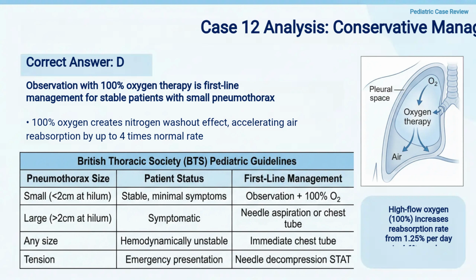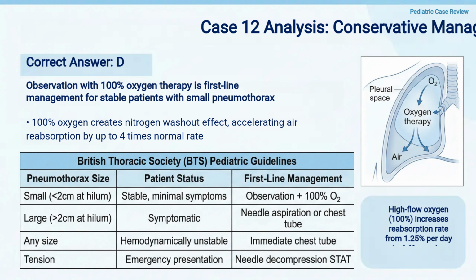According to British Thoracic Society Pediatric guidelines, a small pneumothorax less than 2 centimeters at the hilum in a stable, minimally symptomatic patient is managed with observation and 100% oxygen. 100% oxygen creates a nitrogen washout effect, accelerating air reabsorption by up to 4 times the normal rate, increasing from 1.25% per day to 4 to 6% per day.